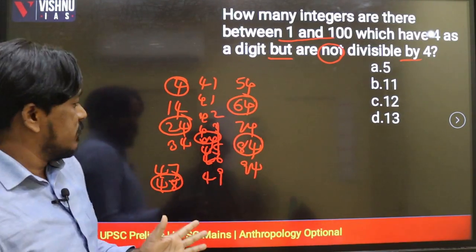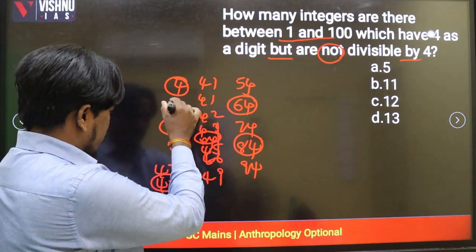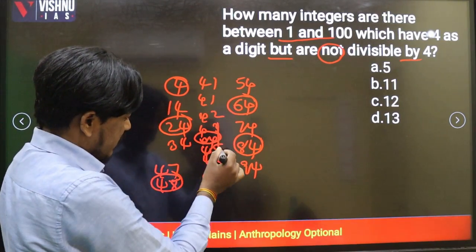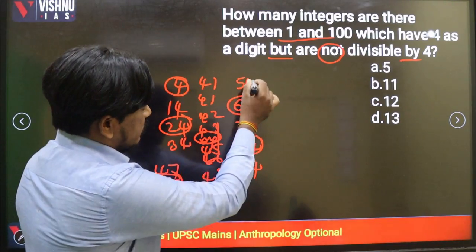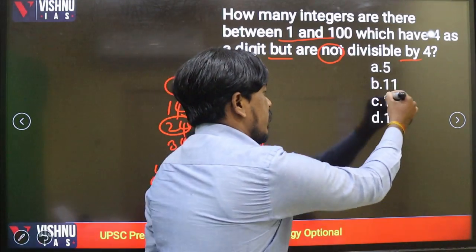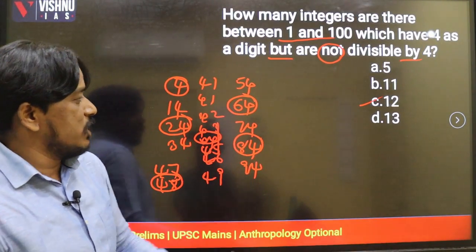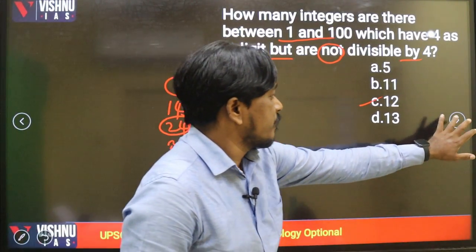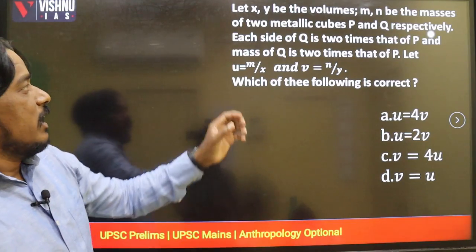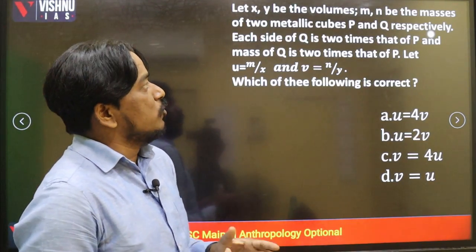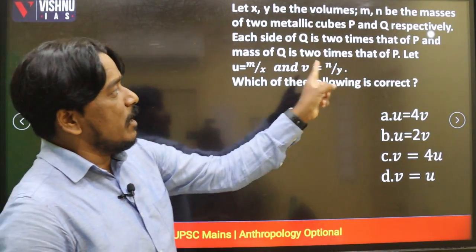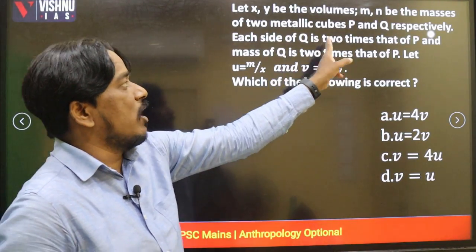If you eliminate all the numbers divisible by 4, how many remain? 1, 2, 3, 4, 5, 6, 7, 8, 9, 10, 11, 12. So we are getting 12 numbers not divisible by 4. Simply observe which are divisible and which are not. Clear? Next question.